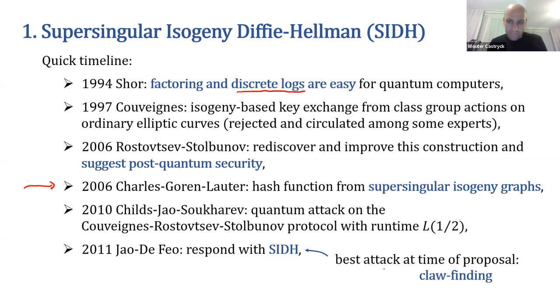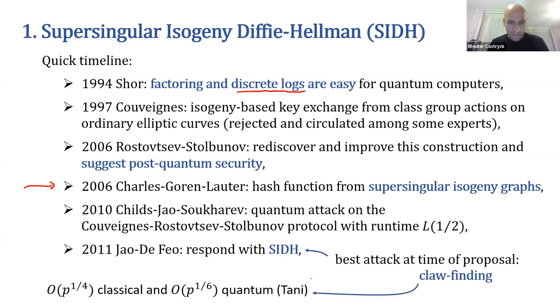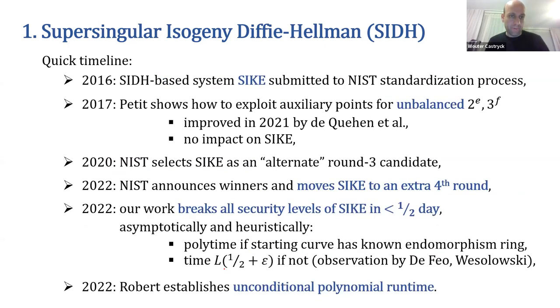Okay, at the time of the proposal, let me just mention that the best attacks were exponential. So classically they ran in time p to the 1/4. Quantumly, this also requires a lot of quantum memory, there's an attack that runs in O of p to the 1/6, but still exponential. So this was the situation at the time of proposal.